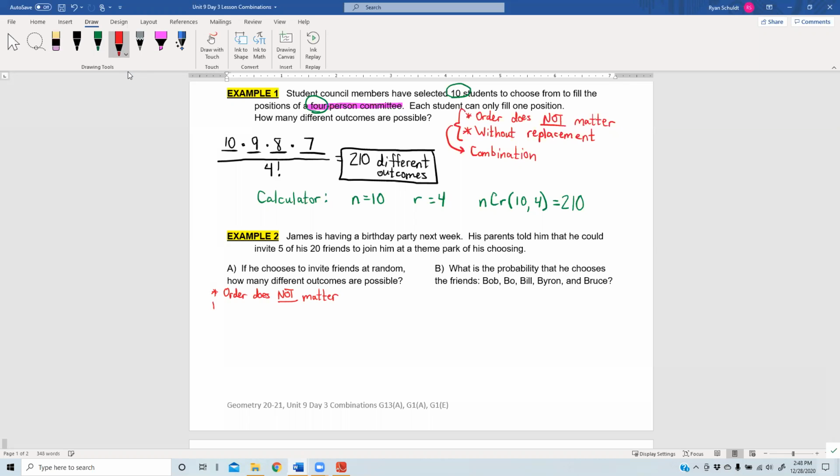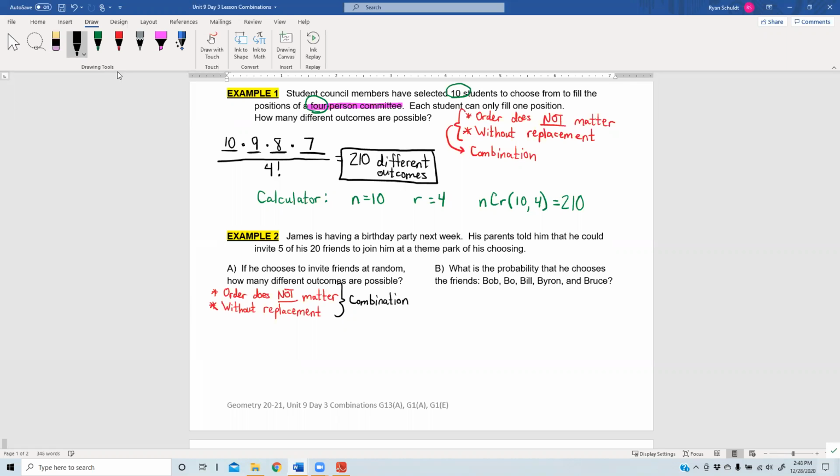Okay, what else? Well, can one friend take up two seats? Like, can one friend count for two? No. The term for that is without replacement. He's not going to pick Bob and then be able to pick Bob again. Once Bob goes, he goes. So these two together tell us that this is a combination.